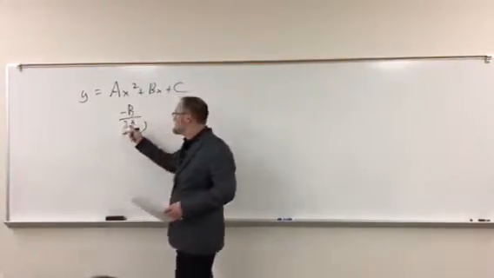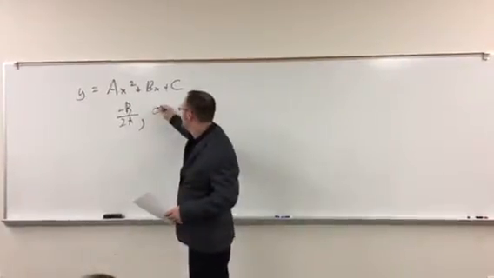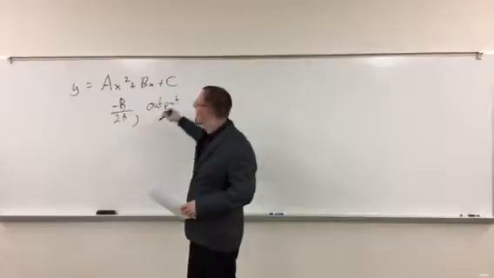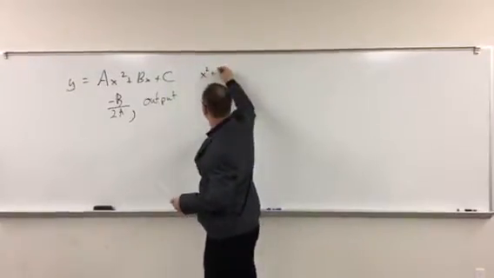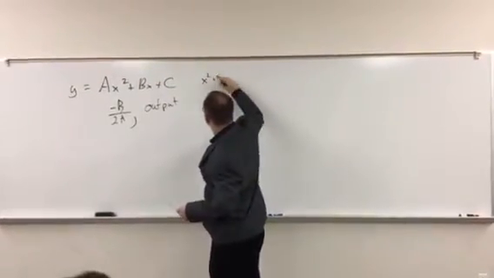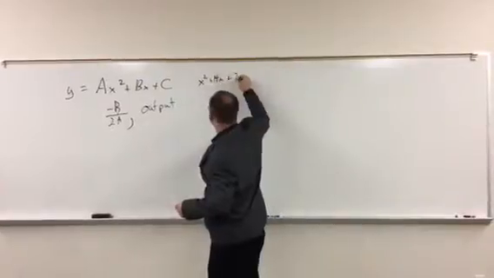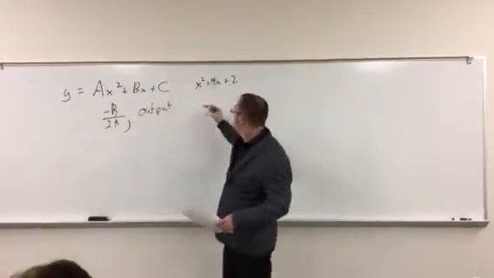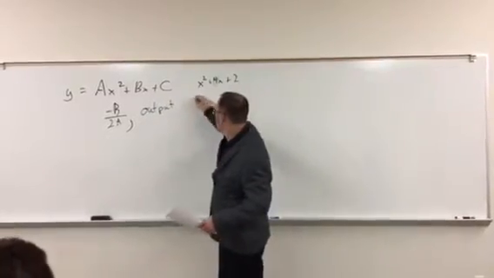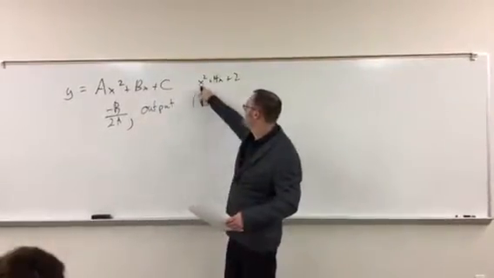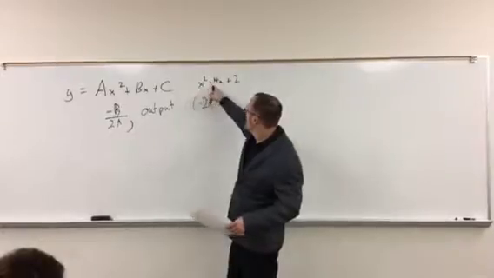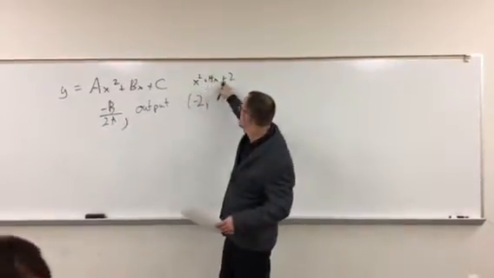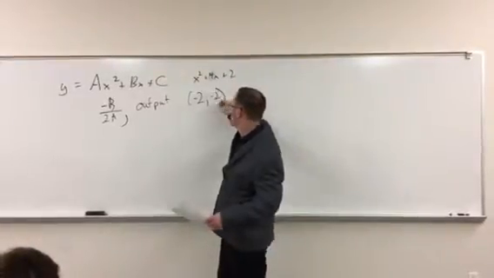And then you're going to take that and put it back into your equation, and whatever you get out, you put here. For an example, if I have x squared plus 4x plus 2, I would go negative 4 over 2 times 1, so my vertex would be at a negative 2. And then I would put this back in here. Negative 2 squared is 4. Negative 2 times 4 is negative 8. So 4 minus 8 is negative 4 plus 2 is negative 2.